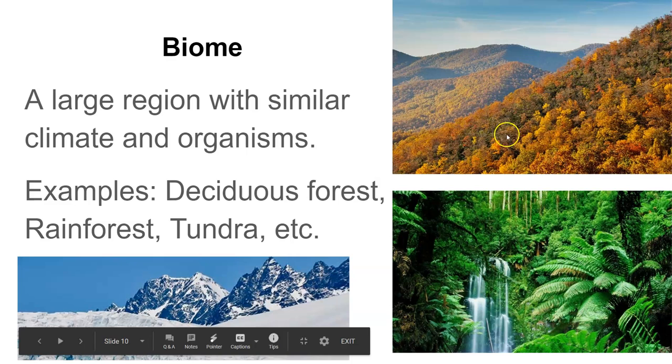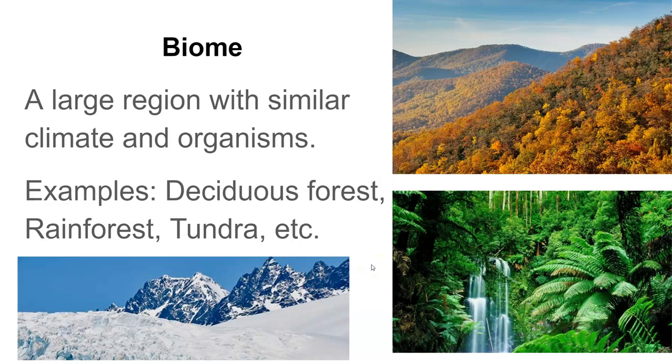But up here, we have our deciduous forest. This is what it looks like in the fall. Beautiful Smoky Mountains there. Rainforest is a type of biome. The tundra is a type of biome. The desert, the coniferous forest, the savanna. There's lots of biomes, and we're going to get more into that later in this unit.